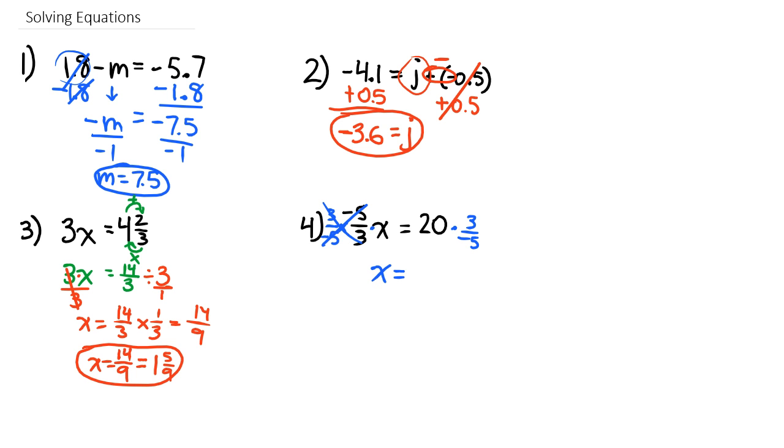So here we get a 1x equals, we could say 20 times 3 divided by 1 times negative 5. We could do that. 1 times negative 5.